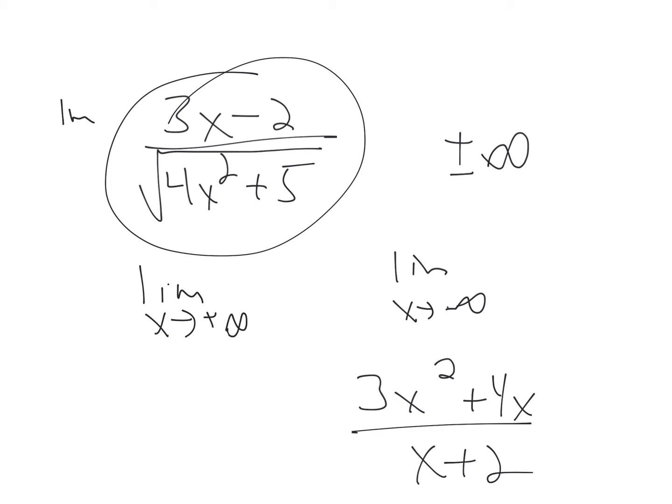I can still use that idea as I go out to positive infinity. Let's go out to positive infinity first. The 2 doesn't really matter. Even the 5 doesn't really matter way out there at infinity, even though it's under the radical. If I take a square root of a big number plus 5, the 5's really not going to have a lot of effect. So that leaves me 3x over the square root of 4x squared. And can't I take the square root of 4x squared? Isn't that 3x over 2x?